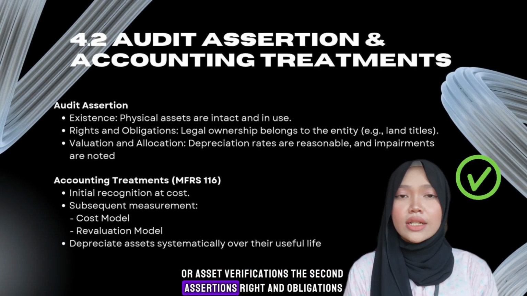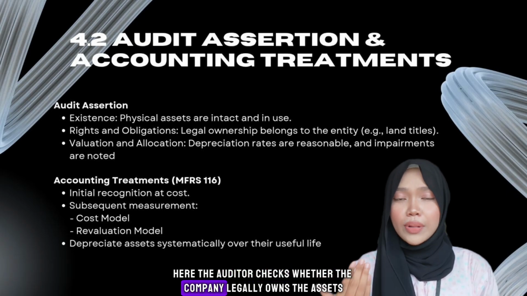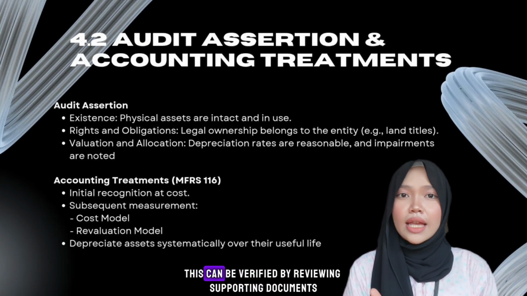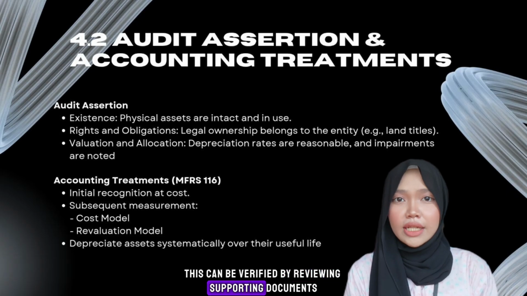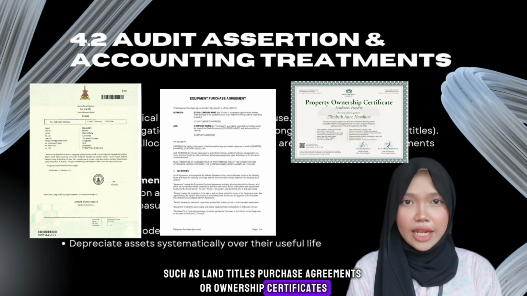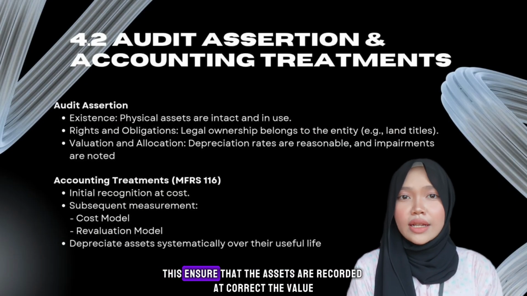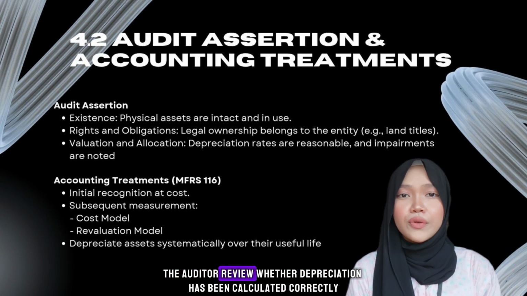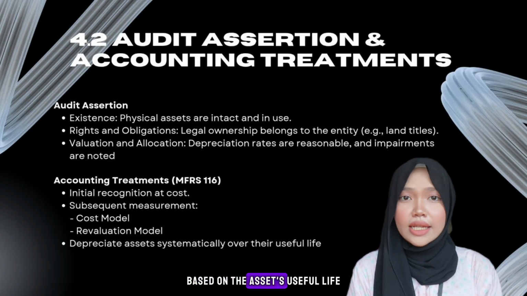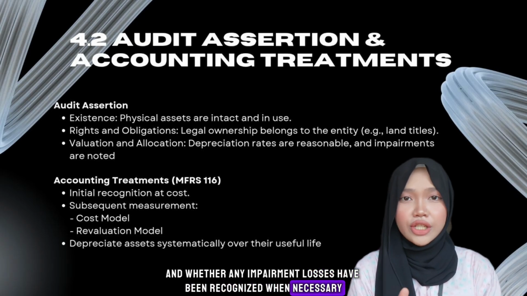The second assertion is rights and obligations. Here, the auditor checks whether the company legally owns the assets. This can be verified by reviewing supporting documents such as land titles, purchase agreements, or ownership certificates. The third assertion is valuation and allocation. These ensure that the assets are recorded at correct value. The auditor reviews whether depreciation has been calculated correctly based on the asset's useful life and whether any impairment losses have been recognized when necessary.